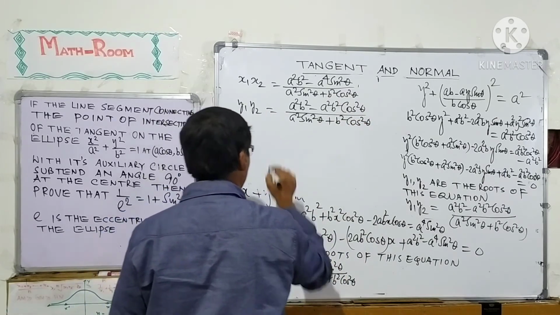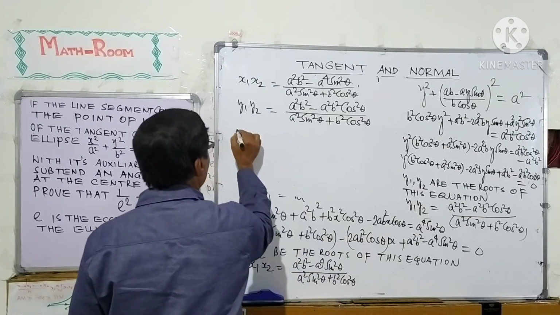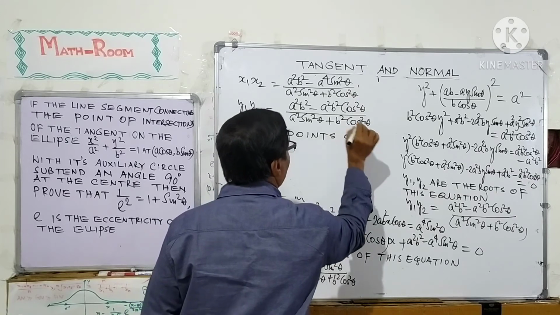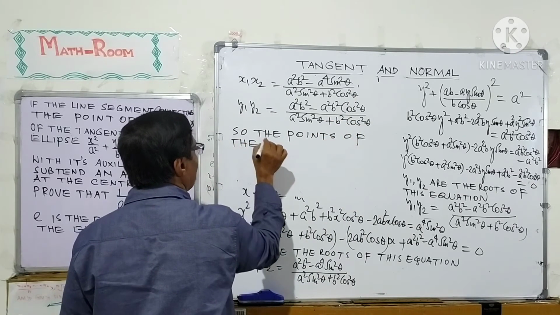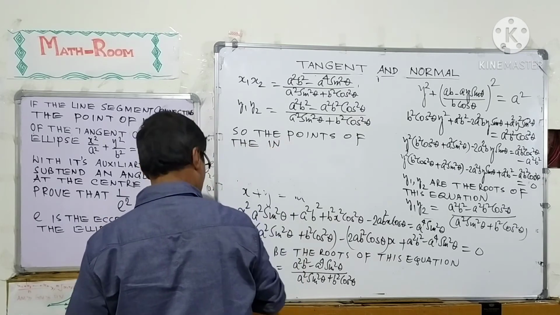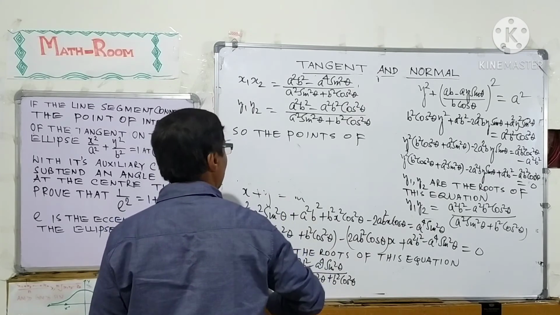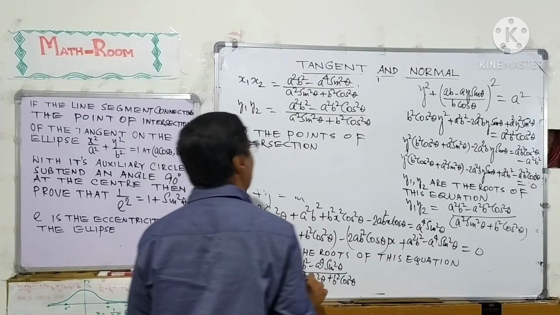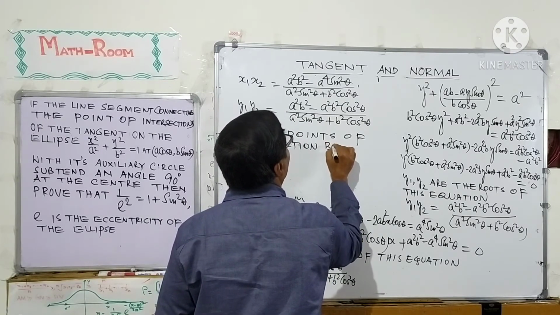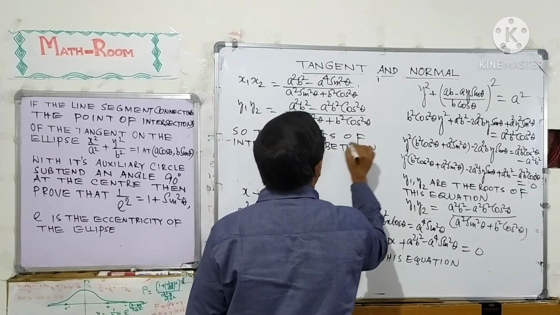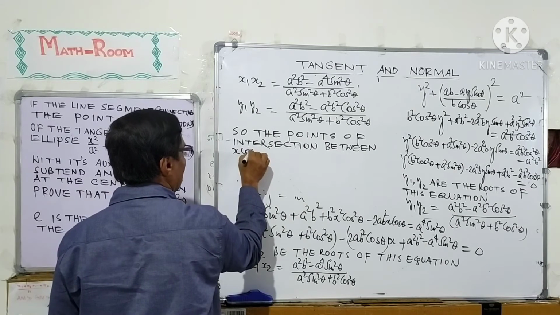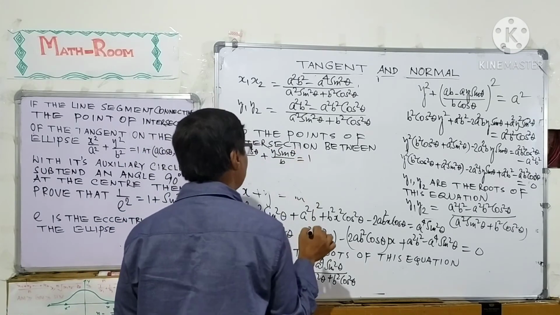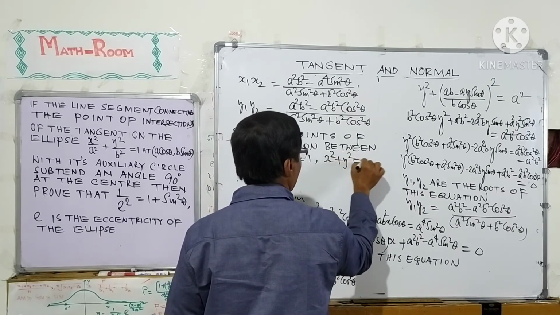Now the points of intersection, the point of intersection between x cos theta over a plus y sin theta over b equal to 1 and x square plus y square equal to a square.